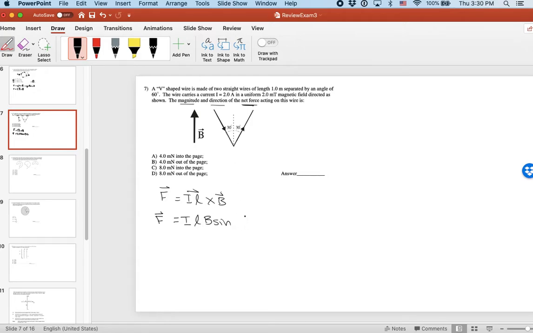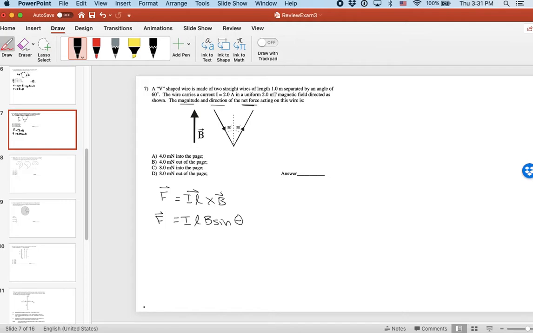So let's see if I can erase. Oh, I can erase theta. I'm going to have to go around. So 180 minus 30 would be 150 degrees. So my theta is going to be 150 degrees.